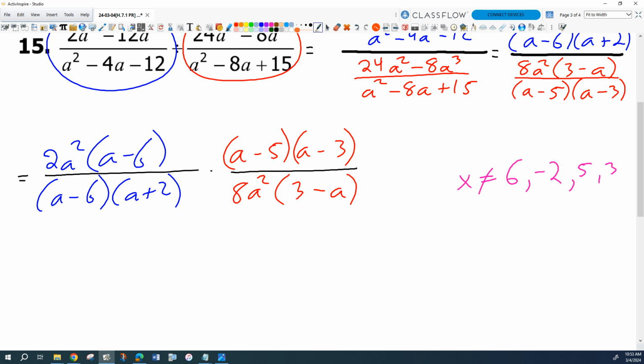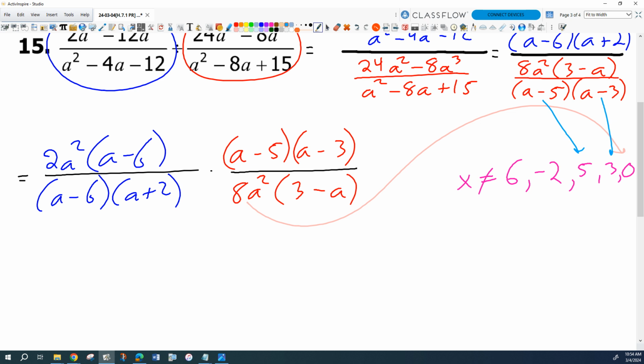0. 0, and then I've already got 3, don't I? So that one's already taken care of. But this guy right here means I've got to add 0 to my list. Everybody get that? Okay. You see the extra step there? Even though a minus 5 times a minus 3 ended up in the numerator, because they were in the denominator before I flipped, I had to exclude the 5 and the 3 anyway. Okay? Give me thumbs on that.